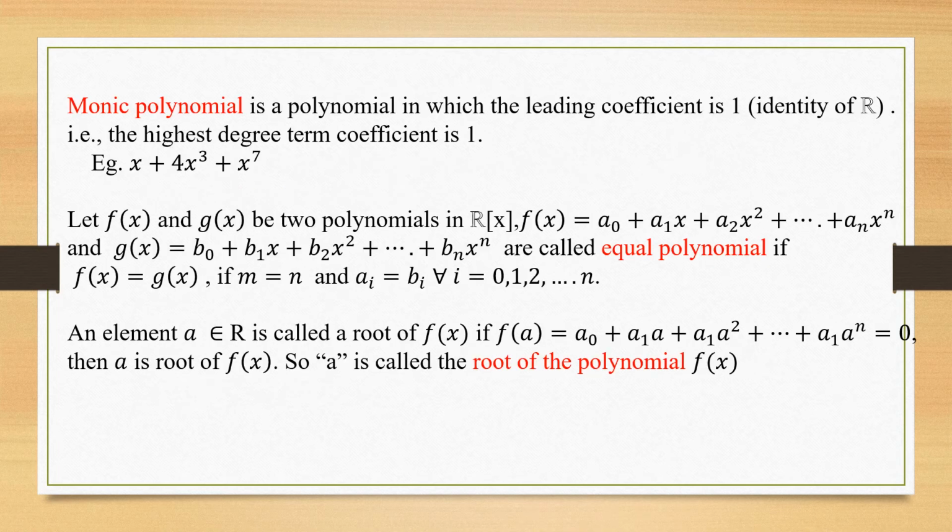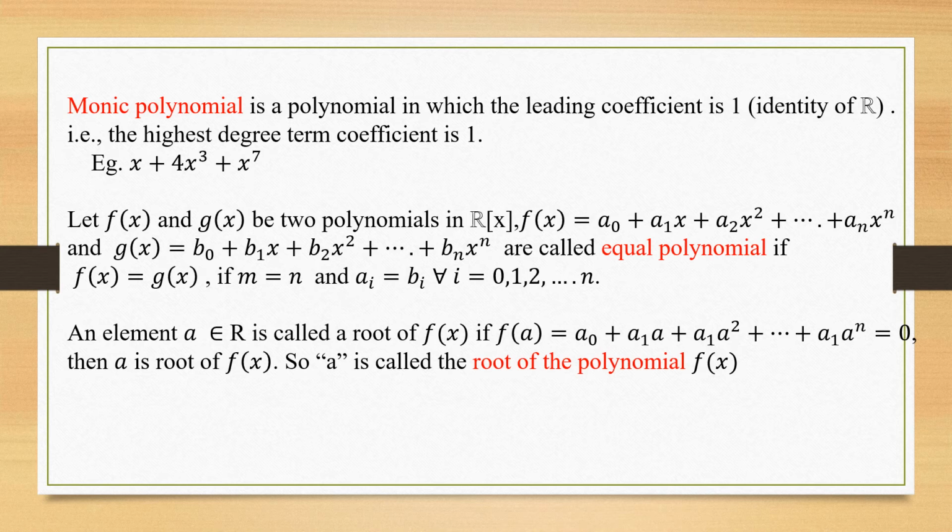Next, as mentioned earlier, I have already introduced the term monic polynomial. So what is a monic polynomial? You should know what the leading coefficient is. What is the leading coefficient? The leading coefficient is the coefficient of the highest degree term. And if the highest degree term's coefficient is 1, then I can call that polynomial a monic polynomial.